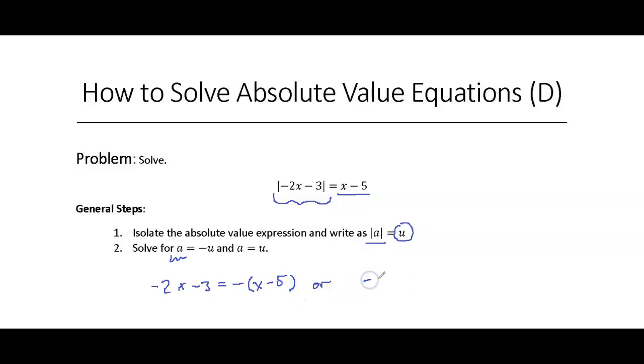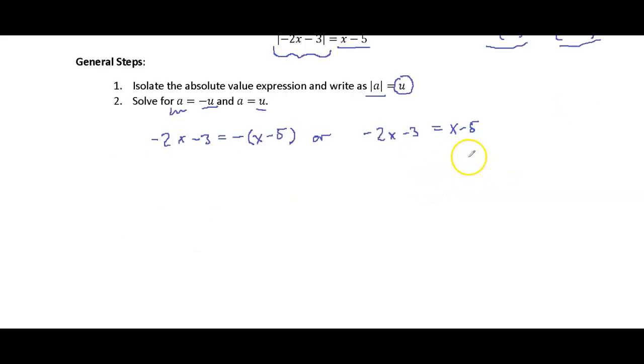We're also going to set it equal to x minus 5. So we're really doing the same thing that we did in the other examples, only instead of setting it equal to a negative number and a positive number, we have a negative expression and its positive expression, or the expression and its opposite. So let's go ahead and solve these equations.